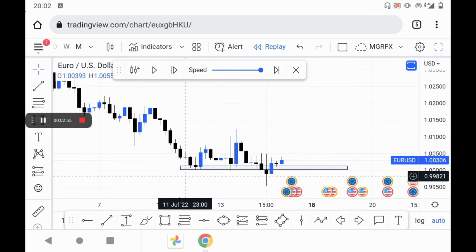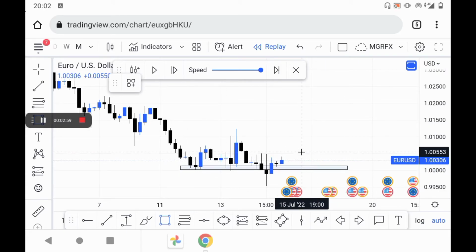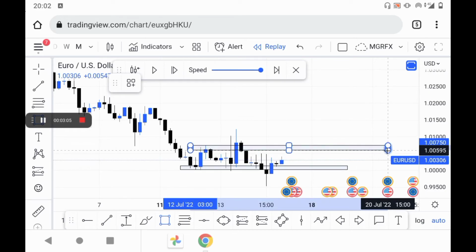So with that being the case, that's our area of support. What is our area of resistance? Now, you can box this out as well. And what you would see here is another fake out.